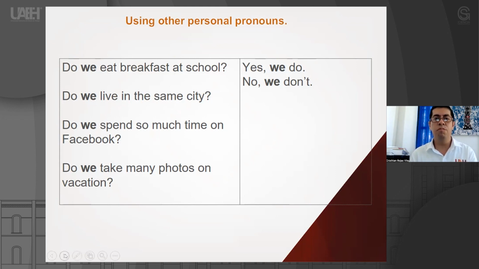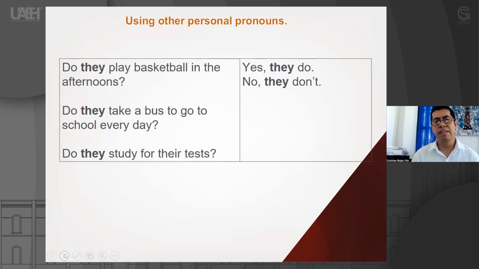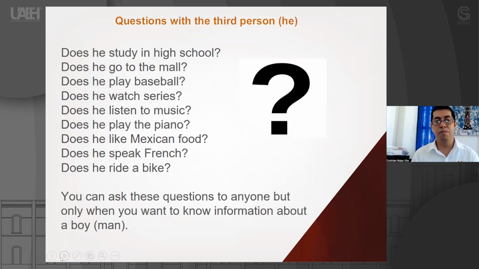But now, let's move into the next slide. What is this about? This one is also about plural, but this time we're using the personal pronoun they. So the first question here on the left, it says, do they play basketball in the afternoons? Yes, they do. Or no, they don't. The second question, it says, do they take a bus to go to the school every day? Yes, they do.